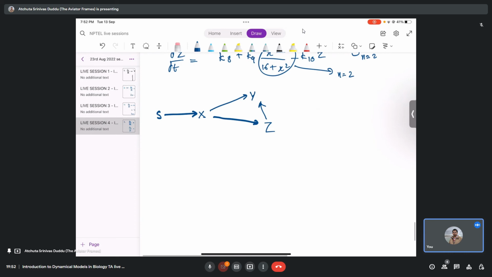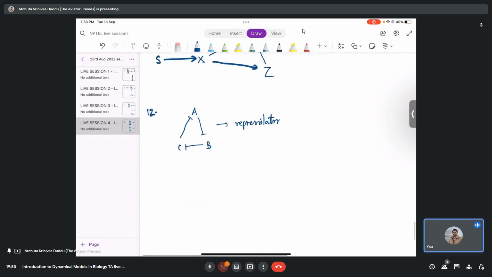Okay, now I'll move on to the 12th question, where they ask which of the following is true for a 3 gene repressilator. So if we draw the repressilator network, we have A, B, and C. We have A inhibiting B, B inhibiting C, and C inhibiting A. This is the repressilator network. Now we consider the oscillatory behavior of this network. So that is to say, we have oscillations for all A, B, and C.